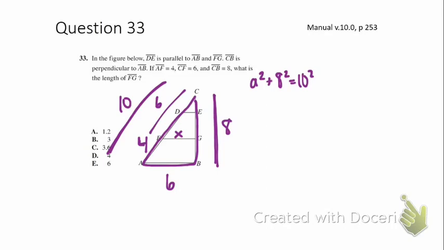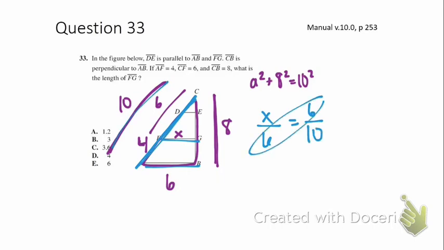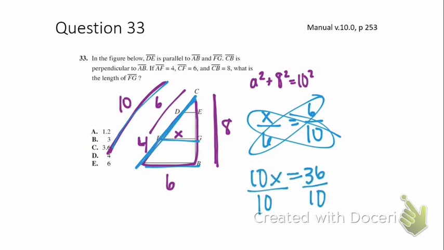So now I can match these up, right, because they have the bottoms of these two triangles that I want to use. So x over 6 is going to be equal to, and then I'm going to use my hypotenuse here. So that is 6 over, and then the whole thing is that 10. So then I can solve for my missing piece, right? So 10x equals 36. Divide by 10, x equals 3.6, which is C.